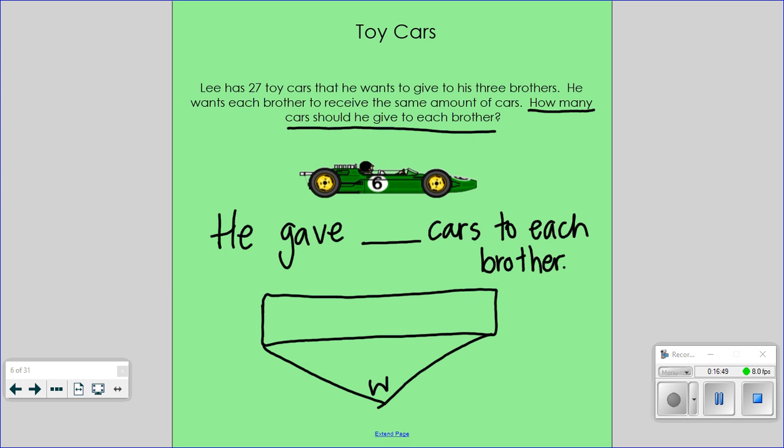You know the first question that we always ask ourselves is, do we know the whole or the total? We're counting toy cars. Do I know the total amount of toy cars that he has? Yes, I do. It is in that very first sentence. How many toy cars does he have? Annabella? He has 27. So guess what? Down here by the whole, instead of where I normally put a question mark, I'm going to put 27. Because I do know the number of toy cars that he has.